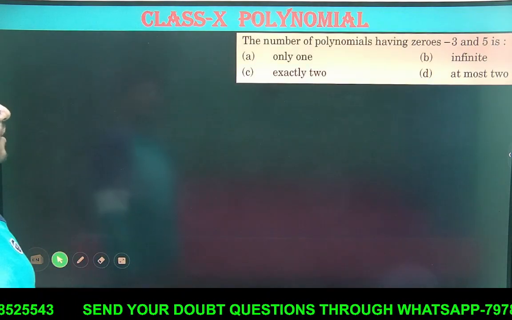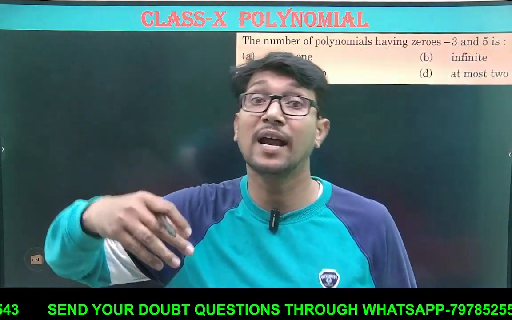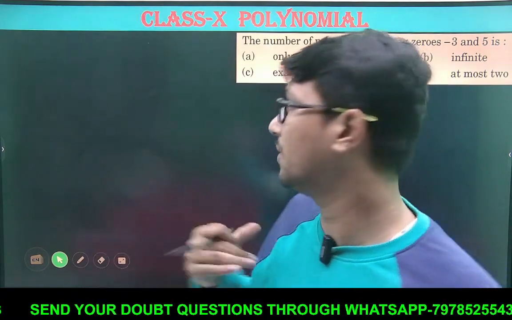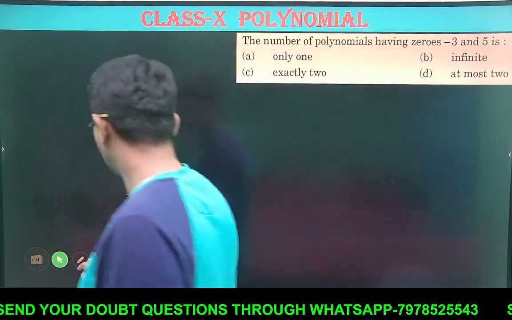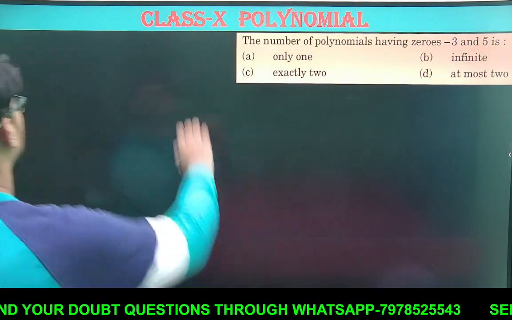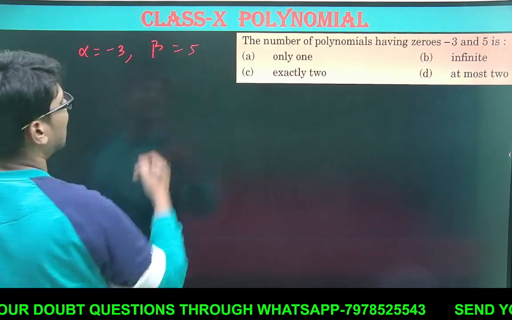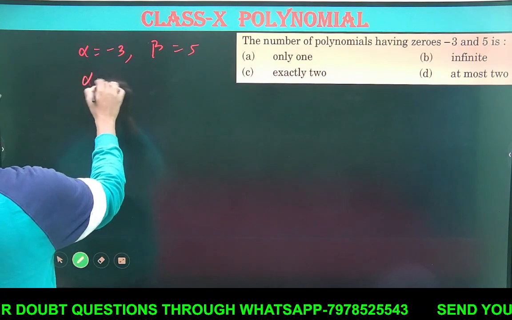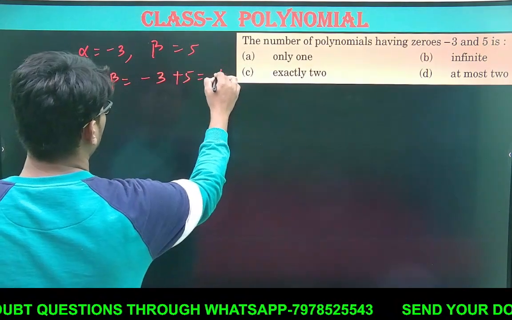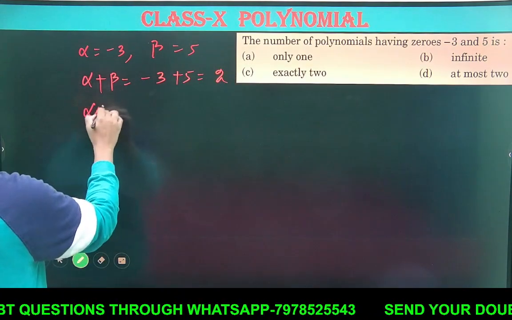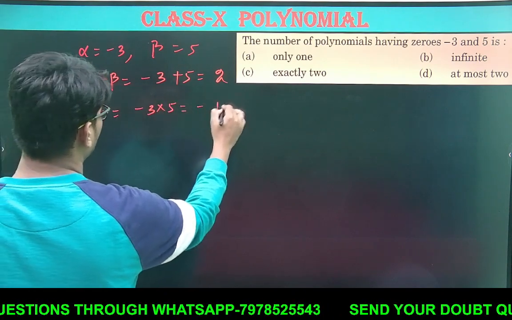This question is based on how to write a polynomial if the zeros are given. The zeros are given here as minus 3 and 5. So let alpha equal minus 3 and beta equal 5. Then how to write a polynomial? We need the sum, alpha plus beta, which is minus 3 plus 5, which is plus 2. Alpha into beta is minus 3 into 5, which is minus 15.